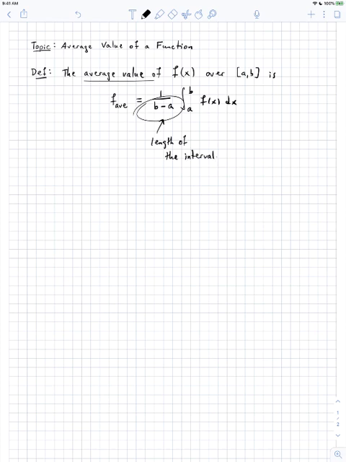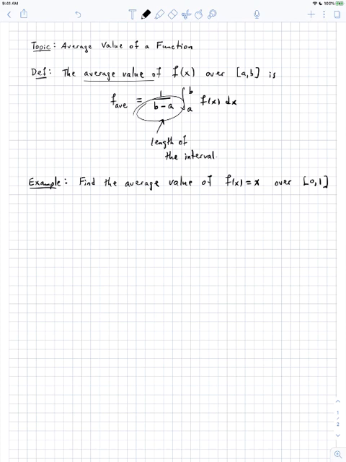Let's compute an example. Let's start with something very simple. Find the average value of f of x equals x over the interval, let's just say from 0 to 1, just to keep it simple.